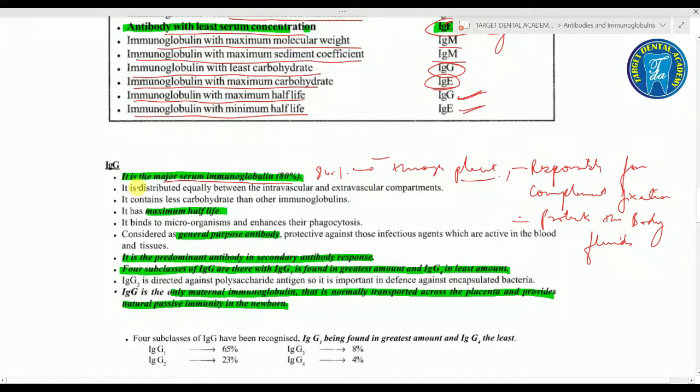So starting with this, it is the major serum immunoglobulin which constitutes 80%. It is distributed equally between the intravascular and the extravascular compartments. It contains less carbohydrate than the other immunoglobulins. It has a maximum half-life.